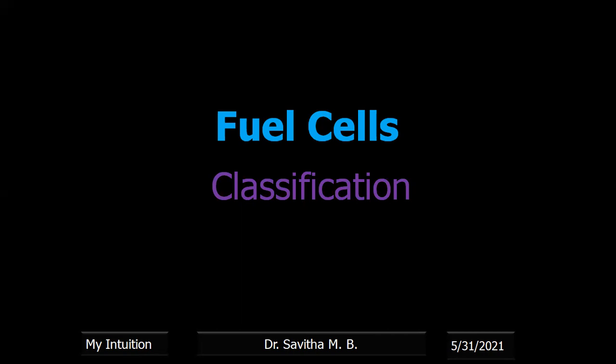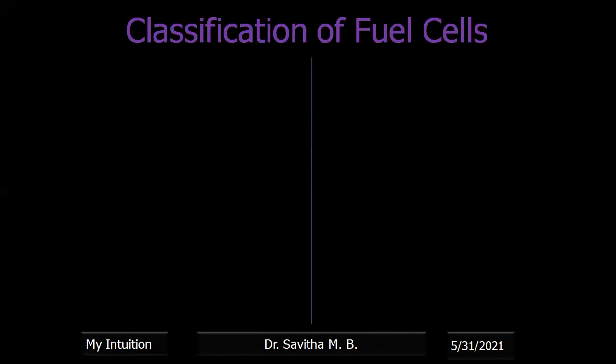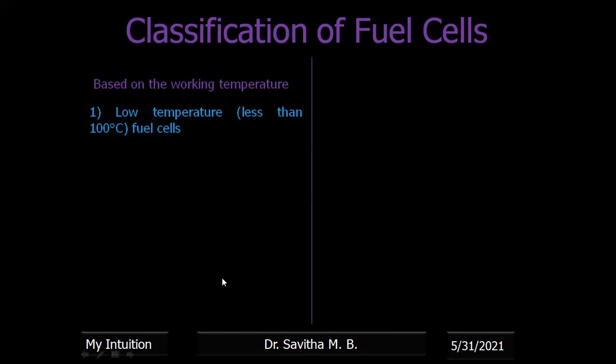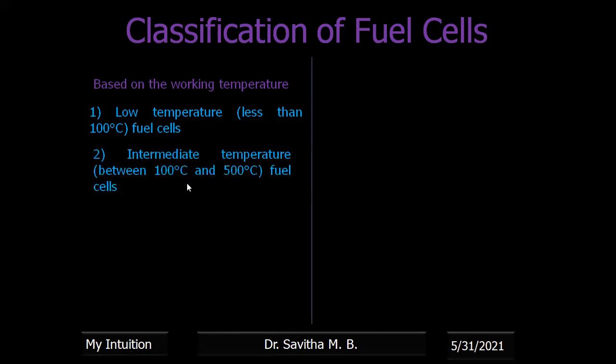Therefore, a fuel cell can be classified on the basis of what electrolyte is taken, and is also classified on the basis of the working temperature. There are three types based on the working temperature. That is low temperature fuel cells, which operate below 100 degrees, between 100 to 500 is regarded as intermediate temperature fuel cells, and above 500 will be treated as high temperature fuel cells.